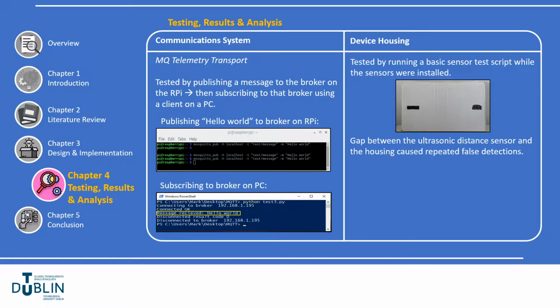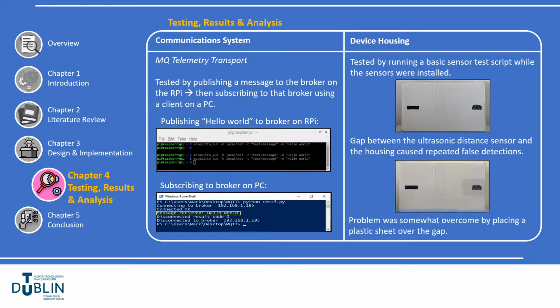Device housing. This was tested by running a basic sensor test script while the sensors were installed inside the housing. It was found that the gap between the ultrasonic distance sensor and the housing caused repeated false detections. This problem was somewhat overcome by placing a plastic sheet over the gap.